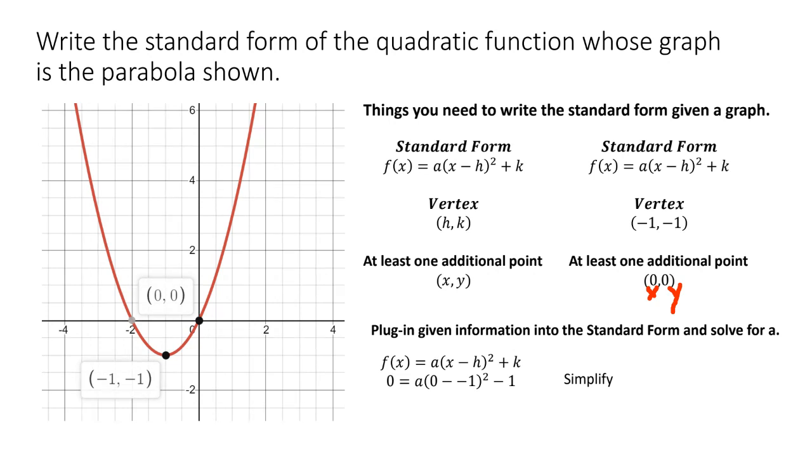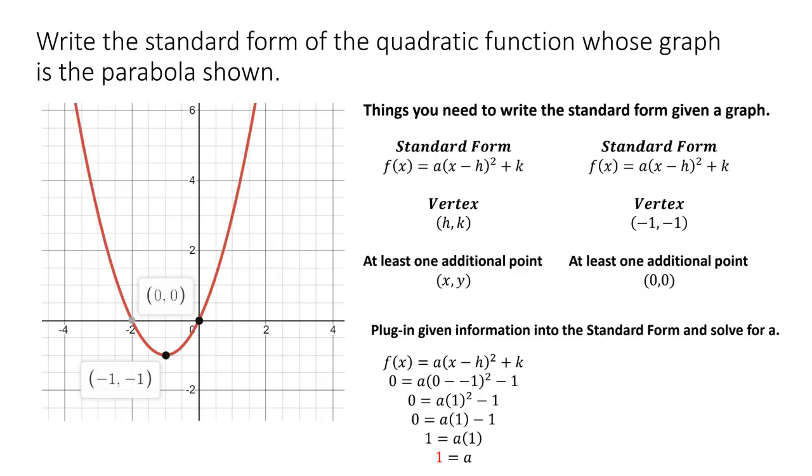So we have f of x. Well, f of x, remember, is the same as y. So our y here is 0. So I'm going to plug in 0. My a, I don't know what a is. x is 0, so I plug in 0 minus h. h, again, remember, is your h here in the vertex. So we get -1. And then your k is -1. So we're going to simplify so that we can solve for a. So I get 0 is equal to a times negative, negative is +1, and we're still squaring it, -1. 1 squared is 1.